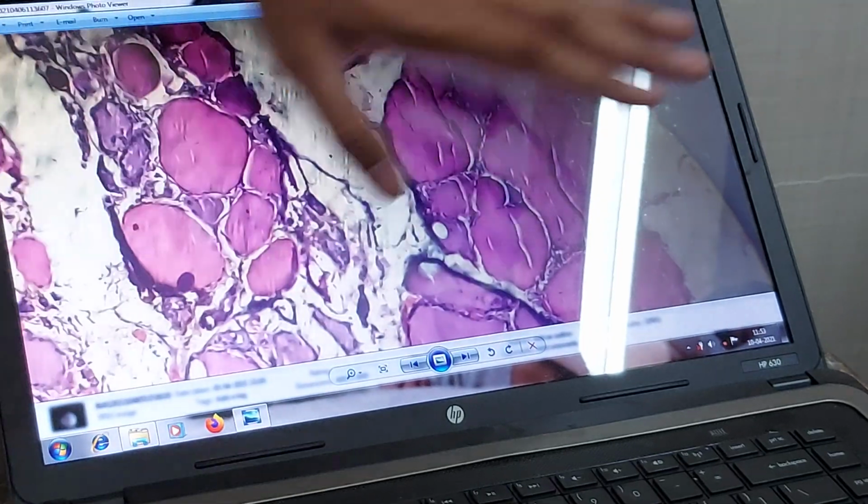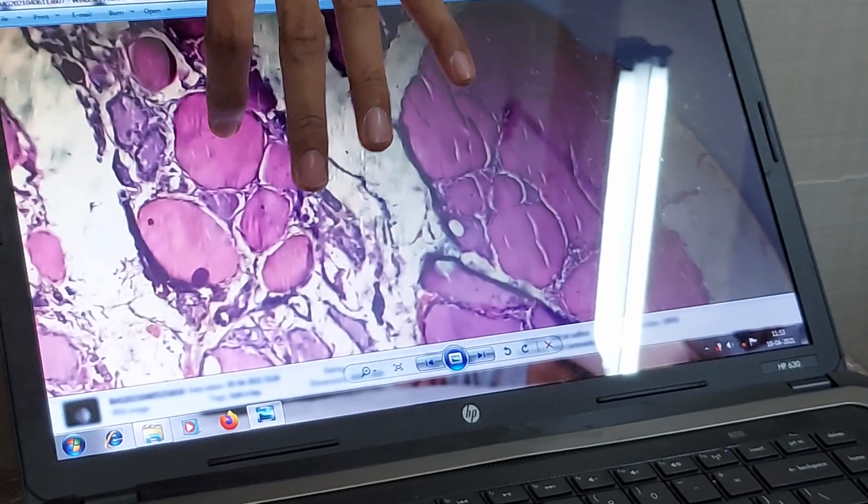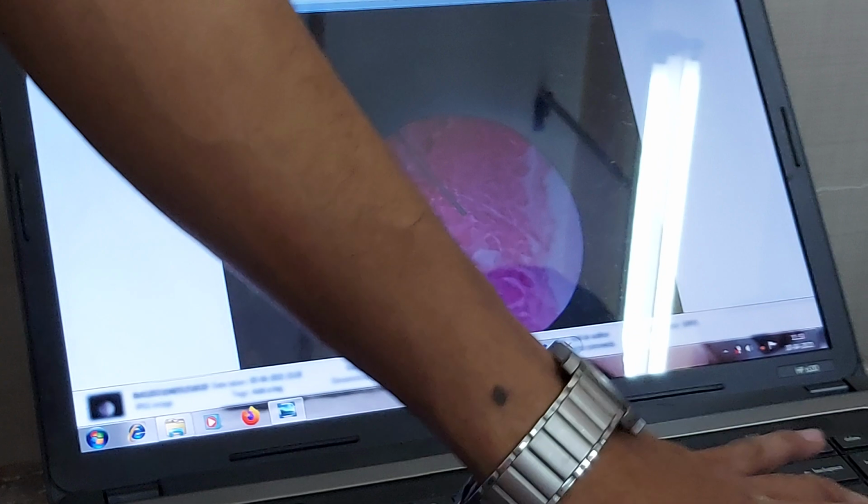Okay, I'll show you the parotid. These are the follicles. These are the follicular cells. This is the colloid. You can identify easily the thyroid gland.